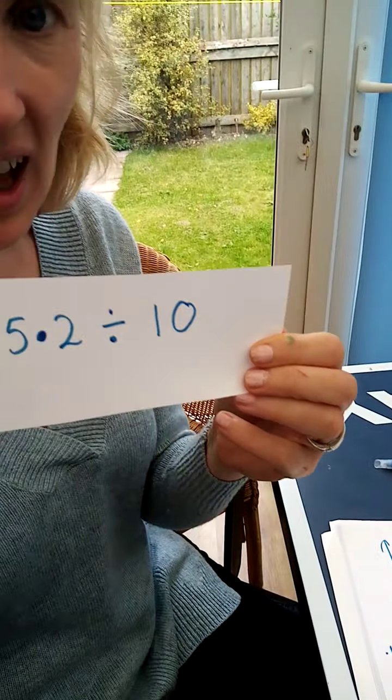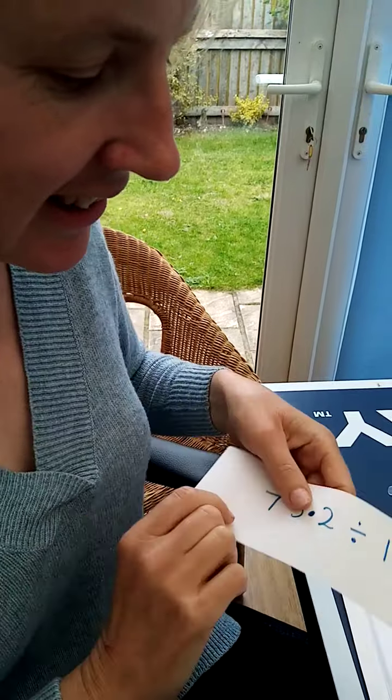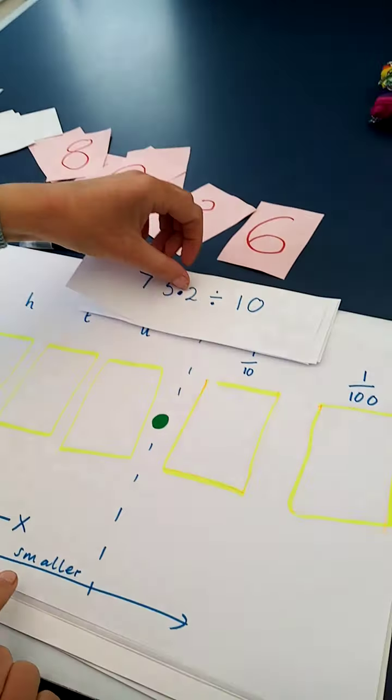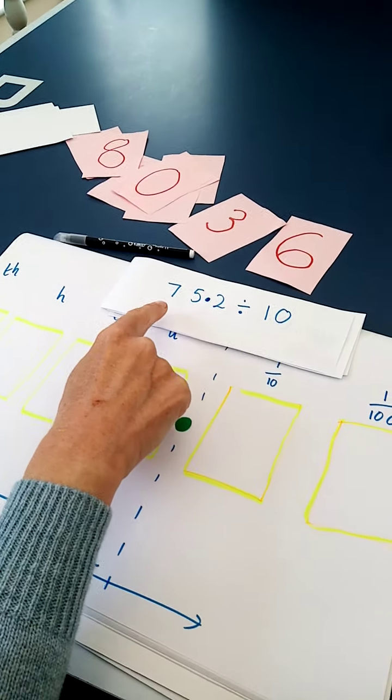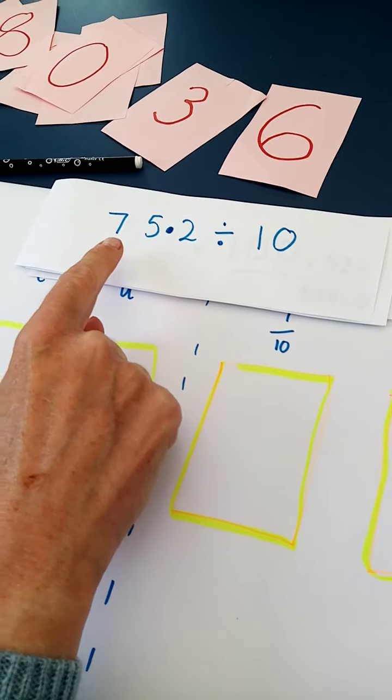Now, just because sometimes you might be asked not to multiply, you might be asked to divide. And when you divide, it's going to go to the right because the number's going to get smaller. So I'm going to just have a go at one division.